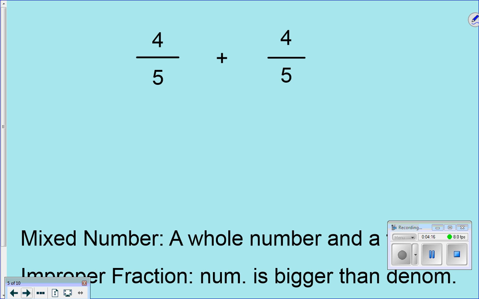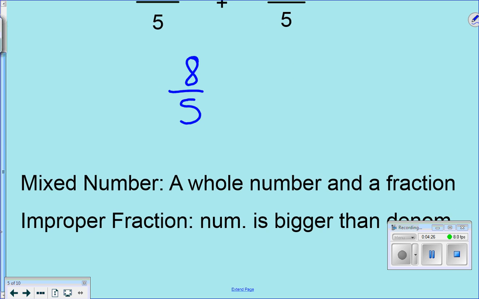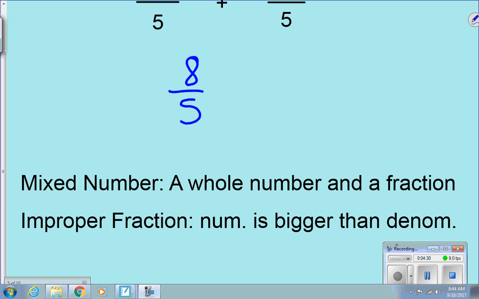What you got? What you got in your head? Jasmine? 8/5. What is this called? Improper fraction, and those are 2 vocabulary words you need to know today: a mixed number and an improper fraction. You might have both of these things today, okay? So you're probably going to end up with an improper fraction sometime. And then you're going to have to change it to a mixed number, and let's talk about that after you're done with taking your notes.